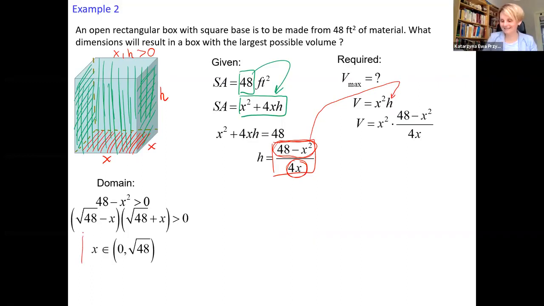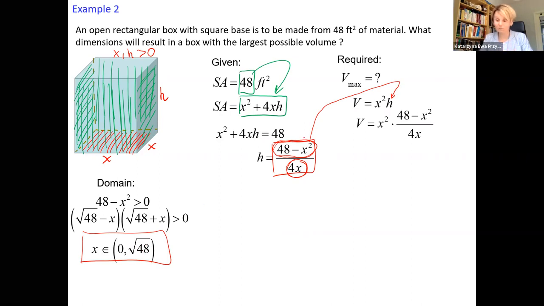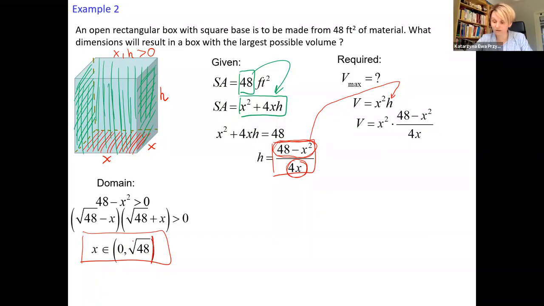Okay, x cannot be outside this interval, and this of course means that square root of 48 is the maximum. We can't even include this one as an open interval, because if we put square root of 48 into 48 minus x squared, squared is 48, we get 0, and we cannot have 0. We're not even including the endpoints, and since we're not including the endpoints, again, the local extreme values will be the absolute extreme values.